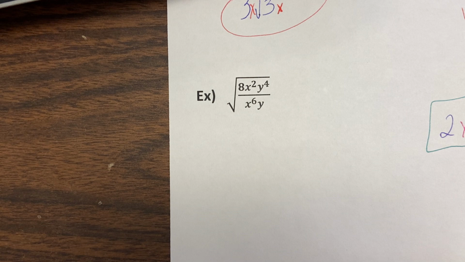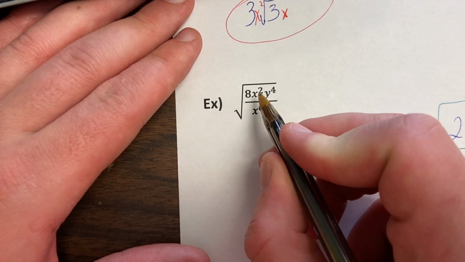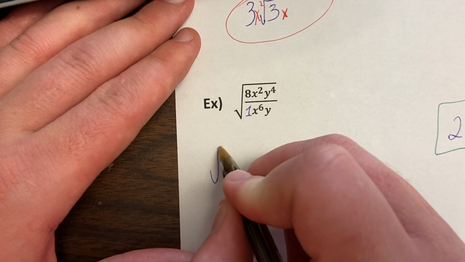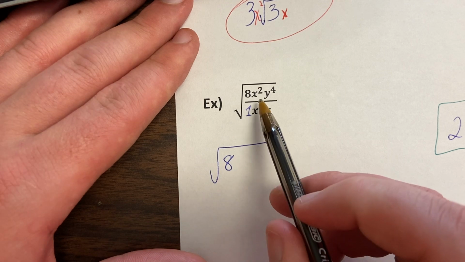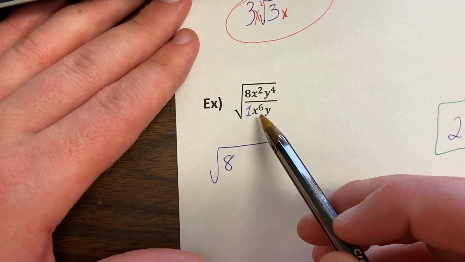Let's break down this guy. Again, I'm going to look to clean up any of the stuff that I can. And I have the 8. This has a coefficient of 1, so that's really not going to change anything. So we have an 8. I have 2 x's on the bottom. I have 2 x's on top. I have 6 x's on the bottom.